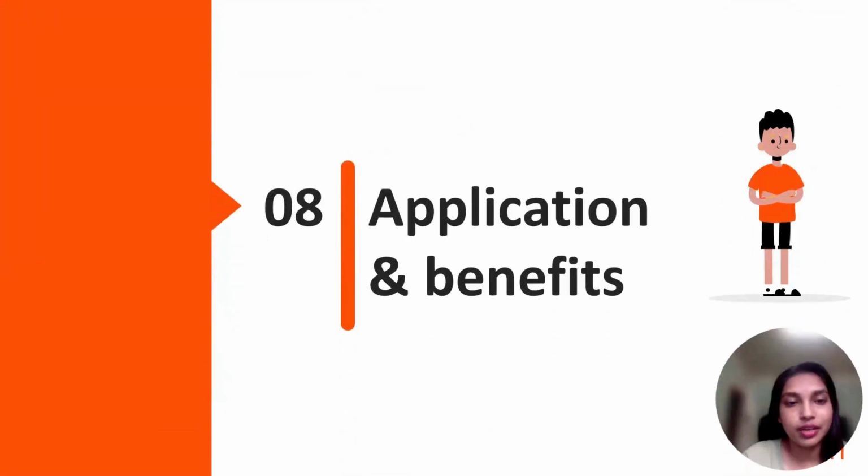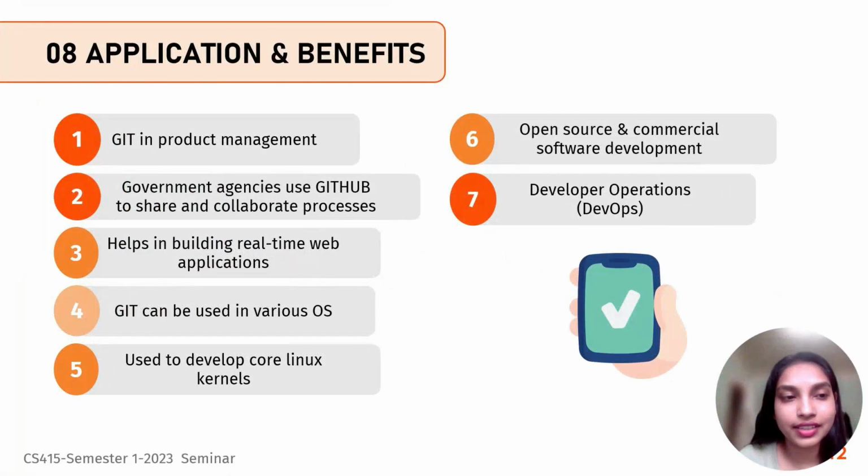To speak on the applications and benefits of GitHub, it can be said that Git can be used in product management. As evidence, government agencies use GitHub to share and collaborate on processes. It also helps in building real-time web applications. Git can be used in various operating systems. These are Windows, Linux, and Mac.